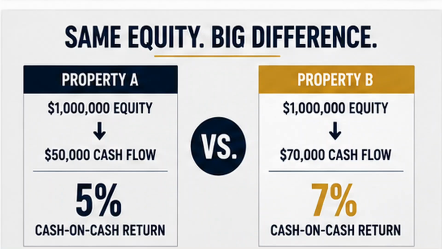Let's say you invest $1 million of your own money into a property. If that property produces $50,000 of annual cash flow after debt service, you're earning a 5% cash-on-cash return. Now compare that with another property where you invest the same $1 million and generate $70,000 in annual cash flow. That's a 7% cash-on-cash return. The question isn't simply, is this a good property? The better question is, is this the best use of my equity? That's the question experienced investors should be asking.